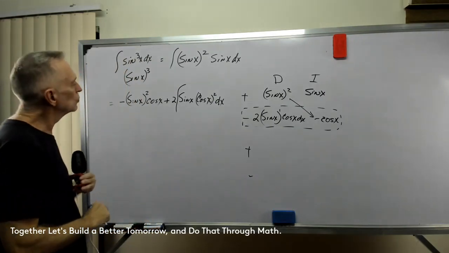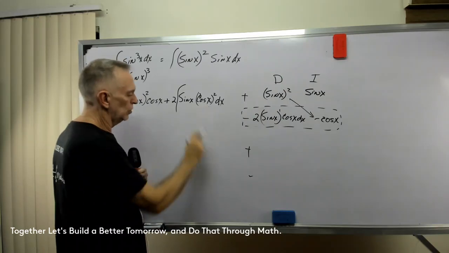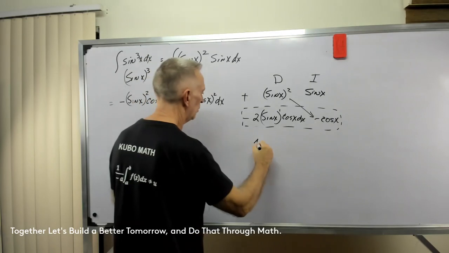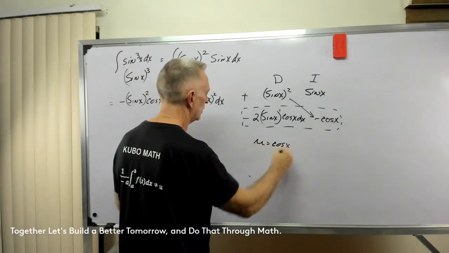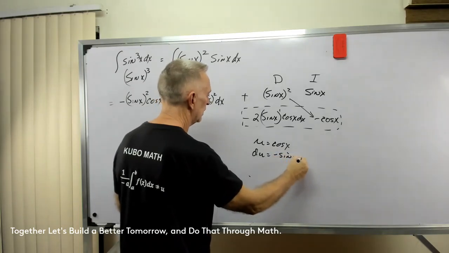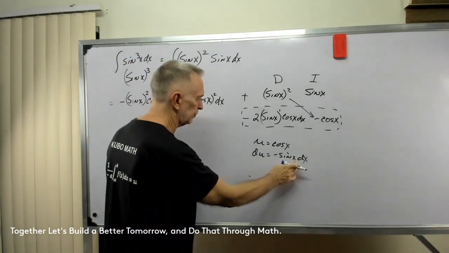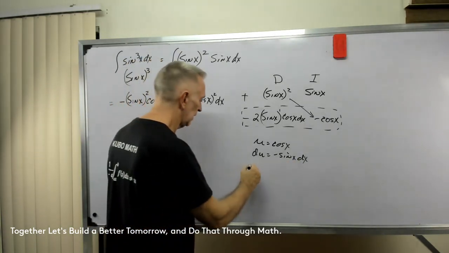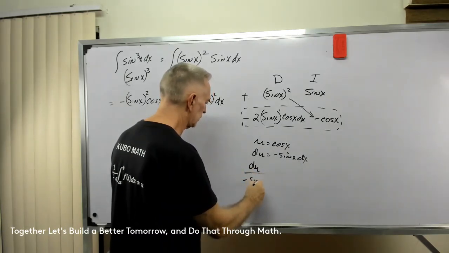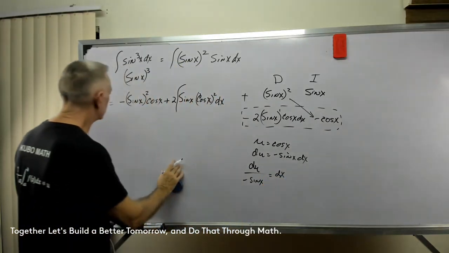All right, so what do we do now? Well, if I let u equal cosine x, then du equals negative sine x dx. So if I isolate the dx, I divide both sides by negative sine x, and I end up with du over negative sine x equals dx. So now what do we have?